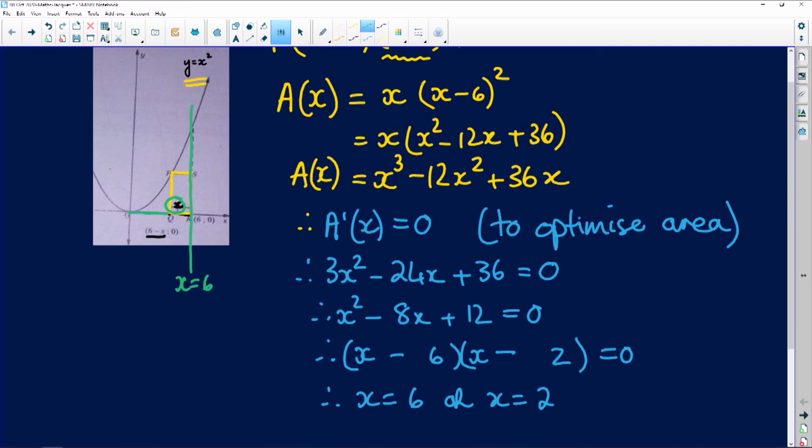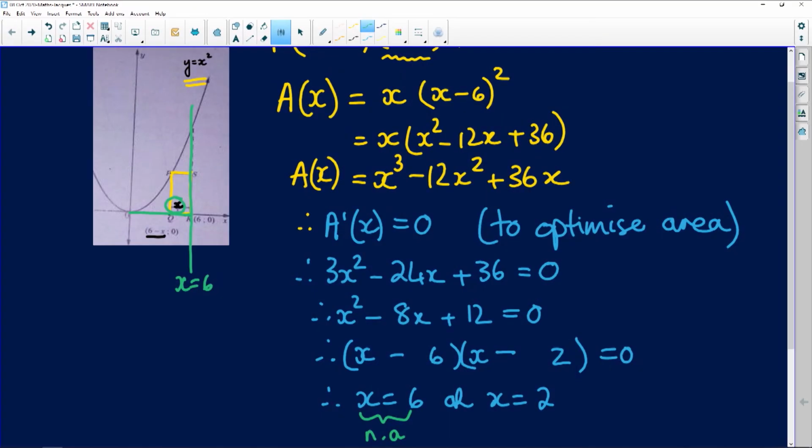Then we don't have a rectangle. We have a flat green line that lies on the x-axis. So this is definitely not applicable to what we're trying to do in this question. It is an answer to the equation that we're solving, but it does not apply to the context in which we're working. Okay, so we're going to use x as a value of 2.